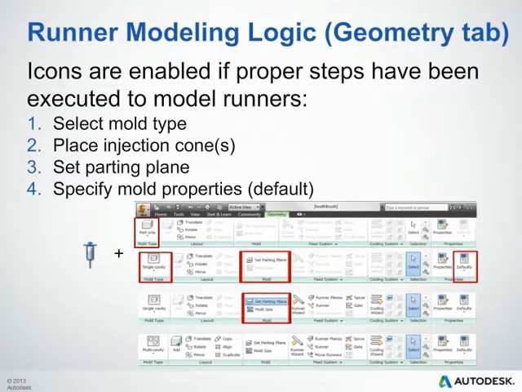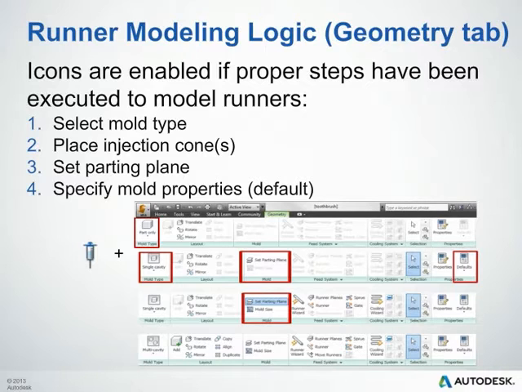Now, when building a feed system, there is some logic within the user interface, so you have to follow these very specific steps in order to be successful. First, you select your mold type. Next, you place your injection cones. Then you set your parting plane. And finally, you specify your mold properties. Only after you've completed these 4 steps will you be able to start modeling your feed system.